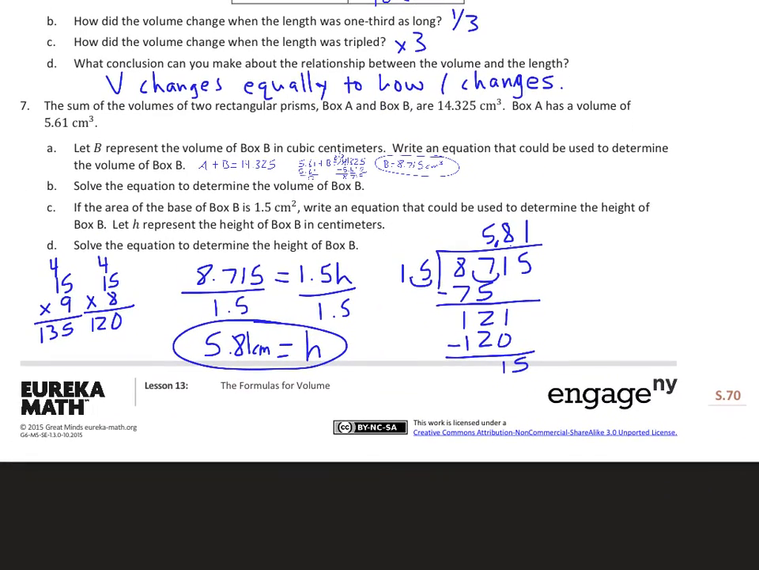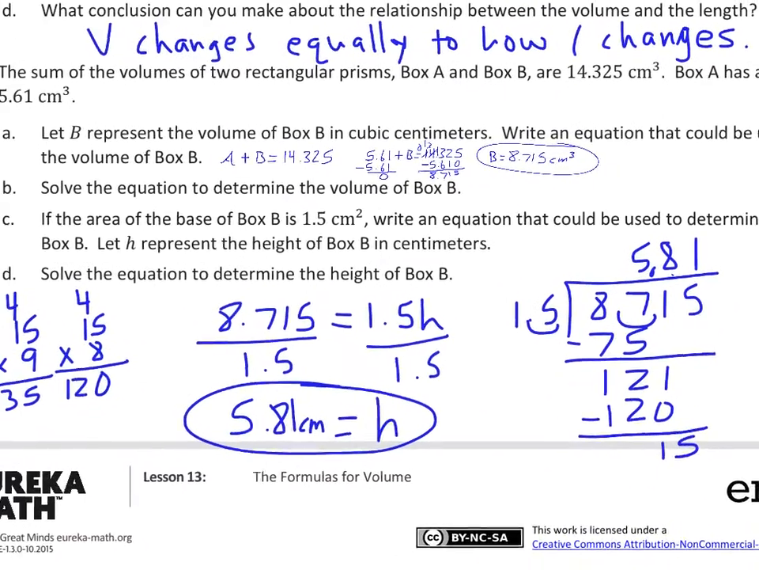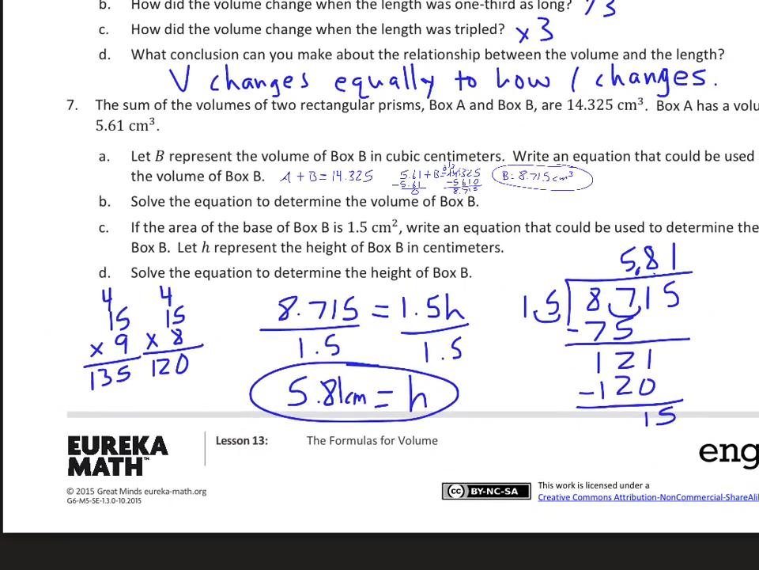And number 7, we have a couple sections. I'm going to zoom in just a little bit more here so you can see that, even though it's cutting off some of the problem. And for this problem, we have 2 boxes, A and B, that when added together give you a total of 14.325. And they told us that one of them is 5.61. So we just have to subtract those 2, right? This is the original formula. Whatever A is plus whatever B is gives you the 14.325. And so since we're doing 5.61 plus B, we can subtract and find that B is 8.715 centimeters cubed.